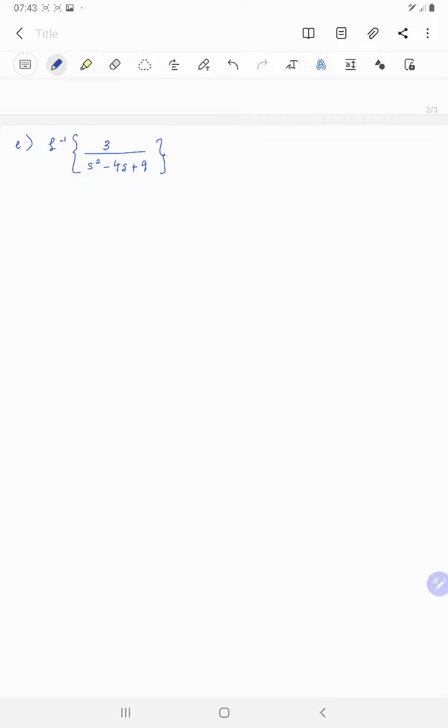Okay, the question is Laplace inverse of 3 over s squared minus 4s plus 9. As usual, we will look at the function at the bottom first. So, we look here, there is s squared minus 4s plus 9. If you refer back to the table, there is no such item from the table. So what we need to do is completing the square.